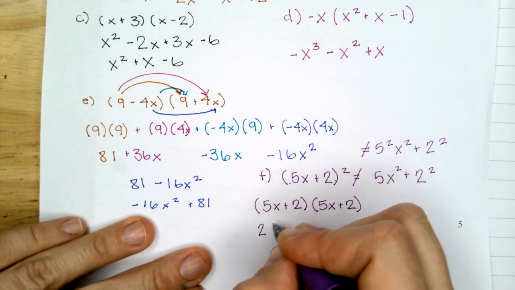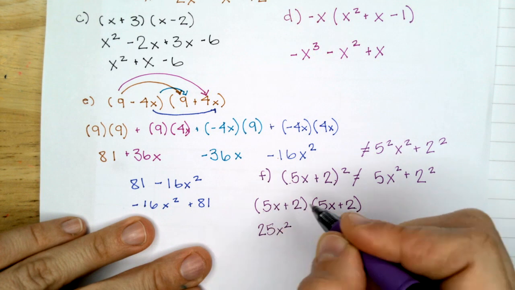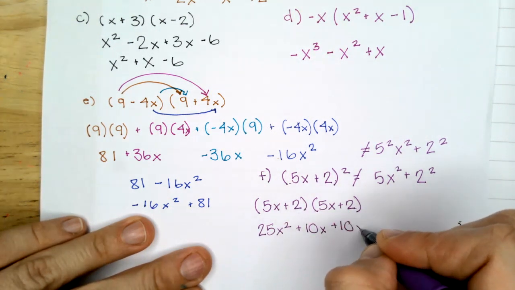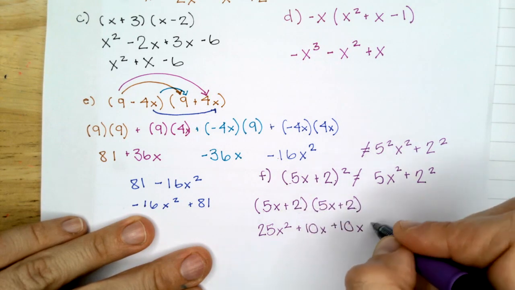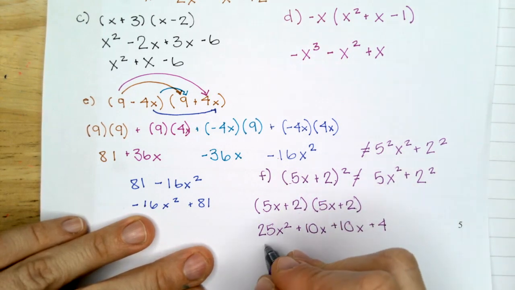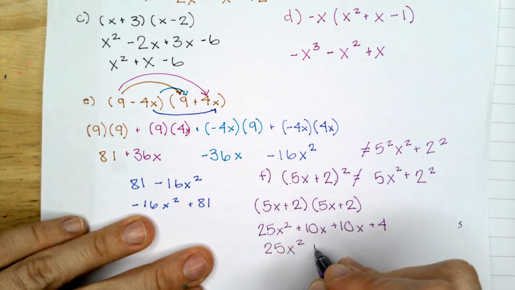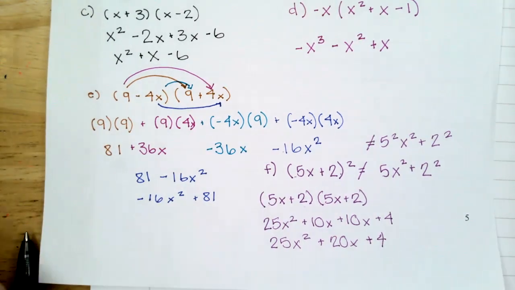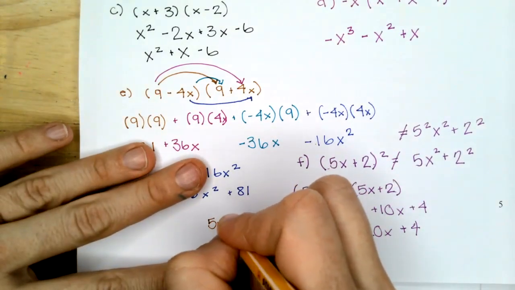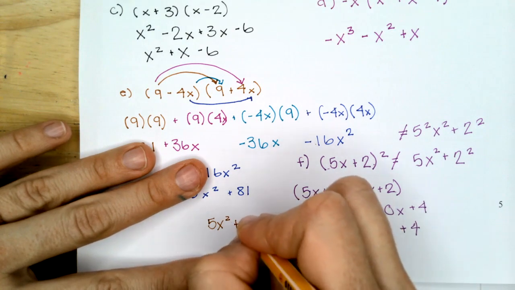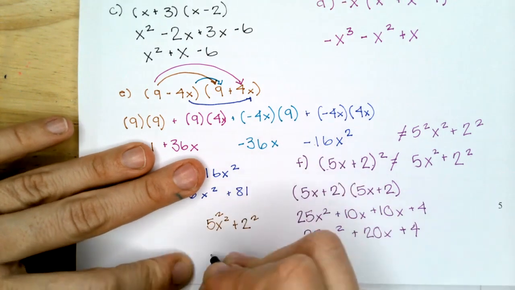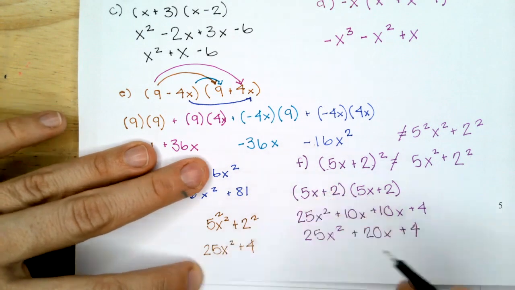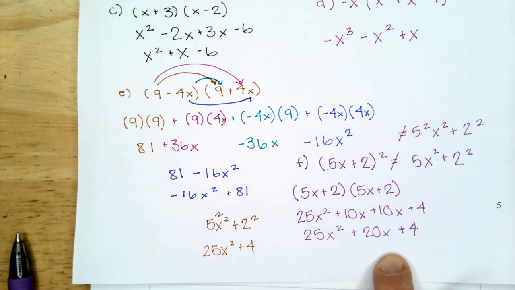5x times 5x is 25x squared. 5x times 2 is 10x. 2 times 5x is 10x. 2 times 2 is 4. 25x squared plus 20x plus 4, because if we had just said 5x squared plus 2 squared, right, that would have been 25x squared plus 4, and we would have lost that 20x. So make sure you write it out like this, not like this.